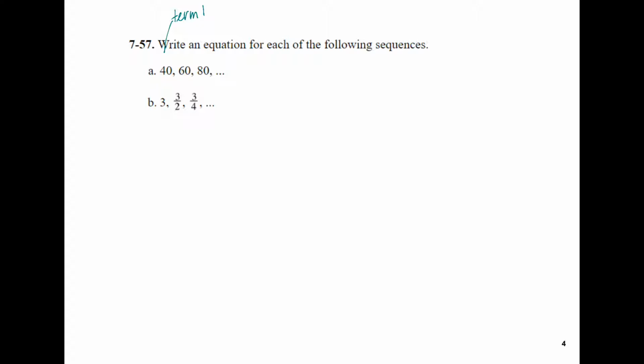So the first thing we need to do is look at how do we go from one term to the next. So in A, to go from 40 to 60 and 60 to 80, I notice that I am adding 20 each time. So if I am adding or subtracting, it is an arithmetic sequence. If it's an arithmetic sequence and we're adding or subtracting, our explicit form of our sequence is in the form y equals mx plus b. For a sequence, we always use the notation a sub n.